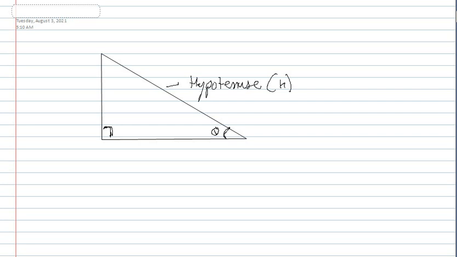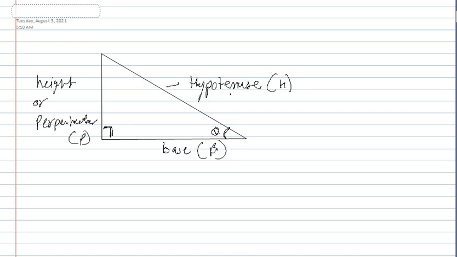Then the side along with the angle is called the base, and the side that is opposite to the angle is called the height or perpendicular. Okay, so as hypotenuse is already mentioned as H, I would use P for perpendicular and base would be called B.